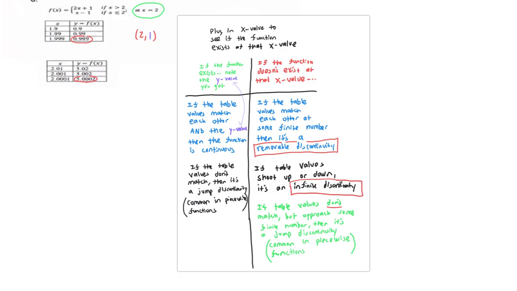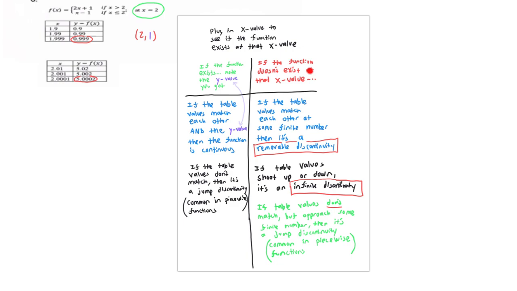Now, even when we're in this column, let's backtrack. The function doesn't exist at that x value. We had plugged it in. And then if the table values don't match, but approach some finite number, then it's a jump discontinuity, common in piecewise functions. Okay, so that is similar to this.